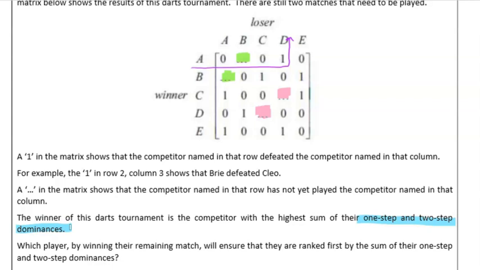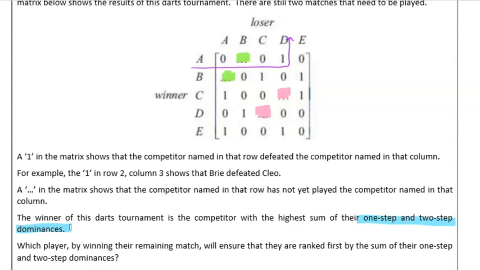Which player, by winning their remaining match, will ensure that they are ranked first by the sum of their 1 and 2 step dominances? So we need to consider, out of those 2 games left to play, if Team A wins, then regardless of what happens with the outcome of Team C versus D, or Cleo versus Della, will Andy be an overall winner? Or if Bree wins, regardless of the other outcomes, will Bree be the overall winner? And so on. So in this case, we have to actually consider 4 different possible outcomes. So we could have Andy win and Cleo win, we could have Andy and Della.